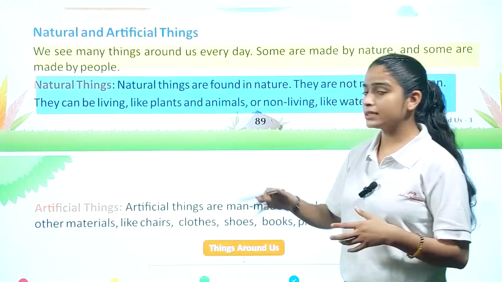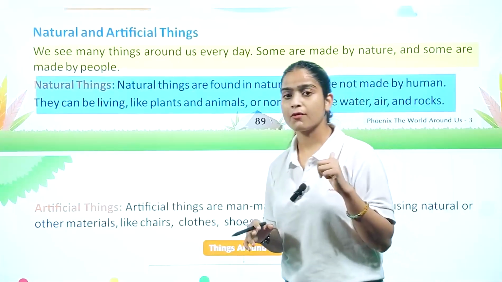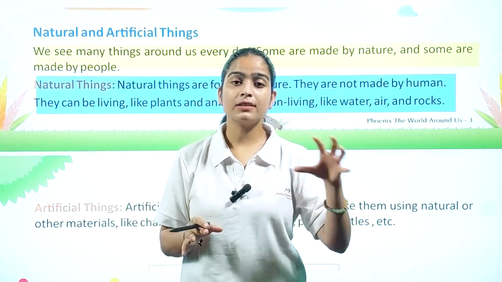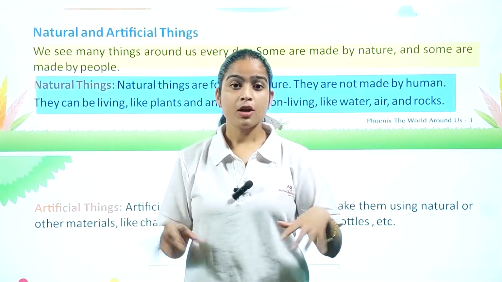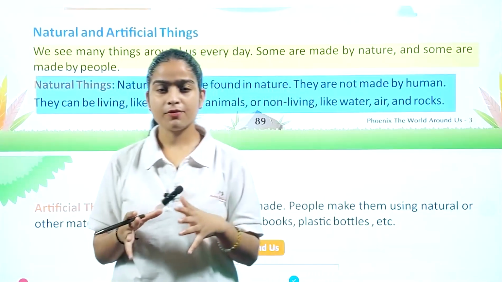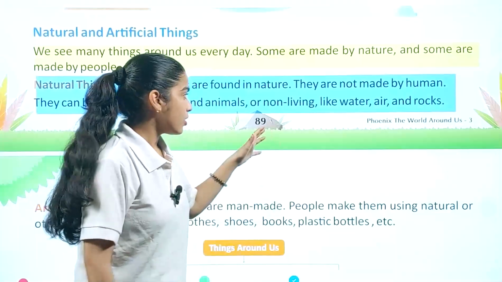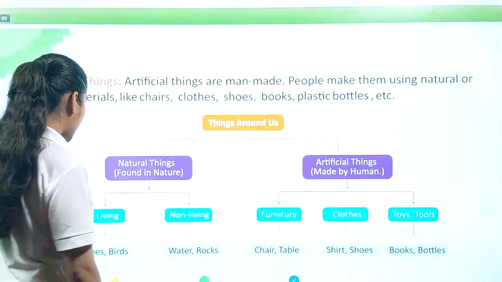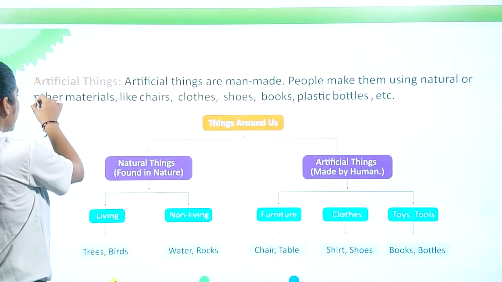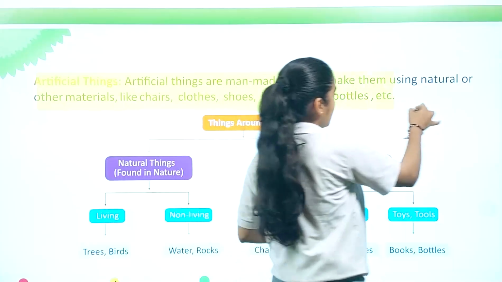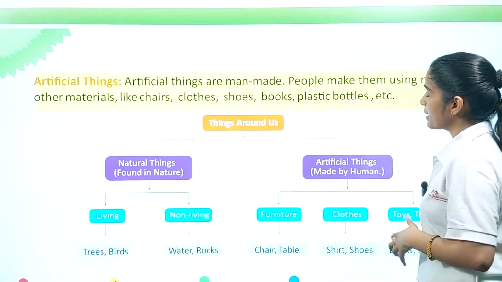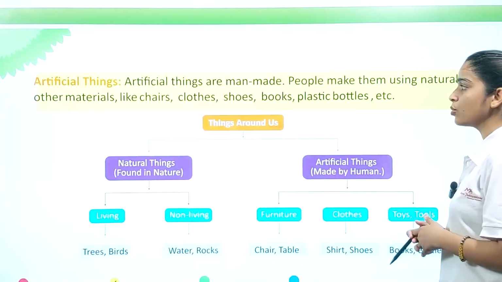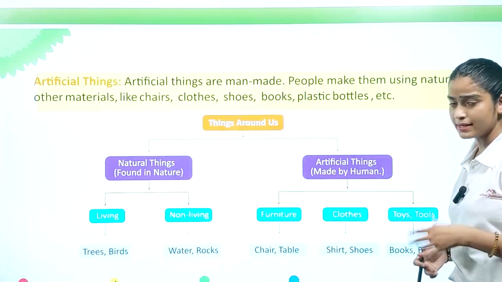So when we say natural things, these are found in nature. First of all, we have to understand it. Now we can classify natural things into living things as well as non-living things. Animals and plants are referred to as living things, and for non-living things we have water, air and rocks. Next, we have artificial things, which are made by human beings. People make them using natural or other materials, like chairs, clothes, shoes, books, plastic bottles, etc.